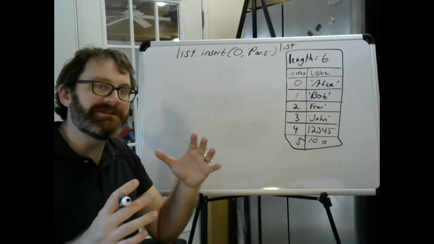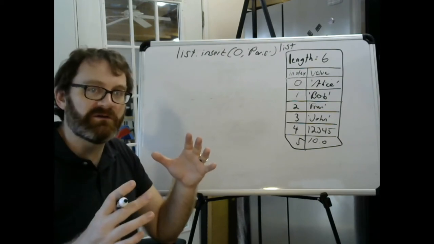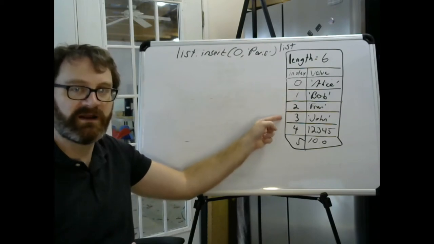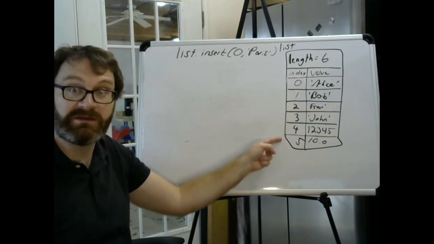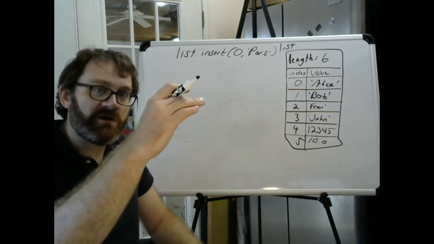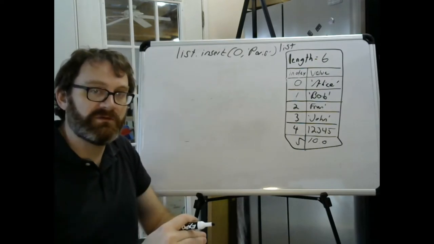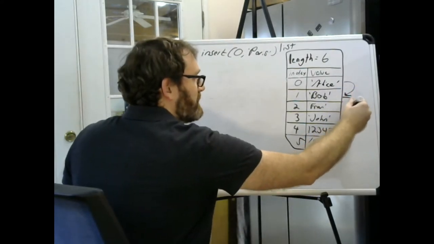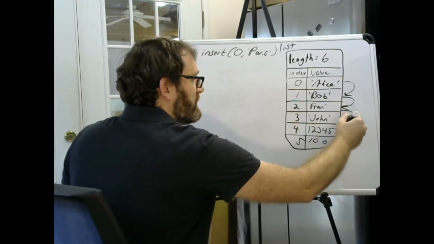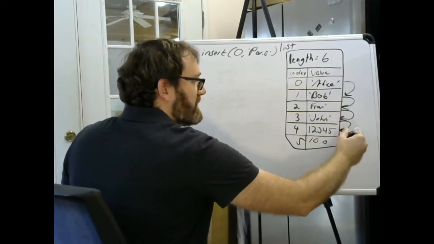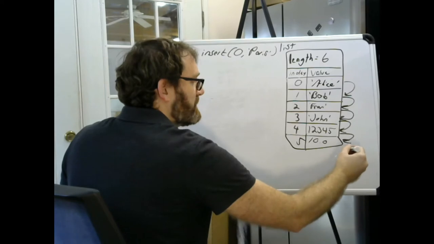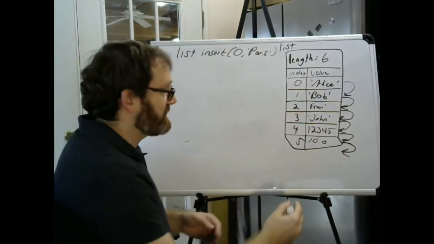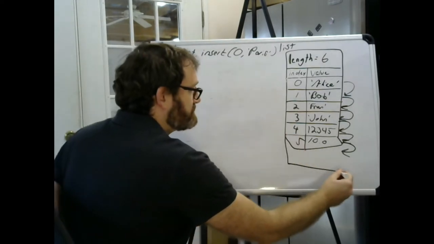So when we push Paris into index 0, what happens to Alice? What happens to Bob? What happens to Fran? What happens to John? Well, the answer is they all shift down a slot. Alice will go here, Bob will go here, Fran will go here, John will go here, 1, 2, 3, 4, 5 will go here, and then 10 needs to go down a slot, so the list actually has to grow.